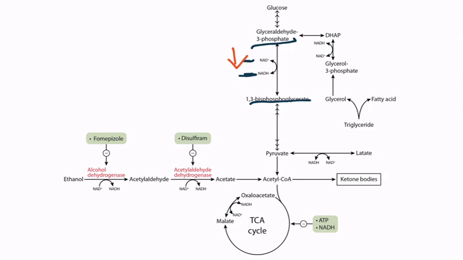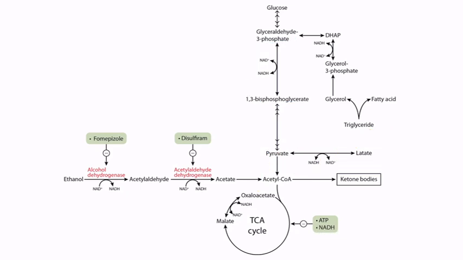Additionally, the high NADH inhibits the TCA cycle. This causes acetyl-CoA levels to rise, and pyruvate can no longer be converted into acetyl-CoA. Instead, the pyruvate is shunted towards lactate. Notice that the conversion of pyruvate to lactate regenerates NAD. This allows the cell to continue glycolysis. The increased production of lactate is responsible for the lactic acidosis seen in alcoholism.